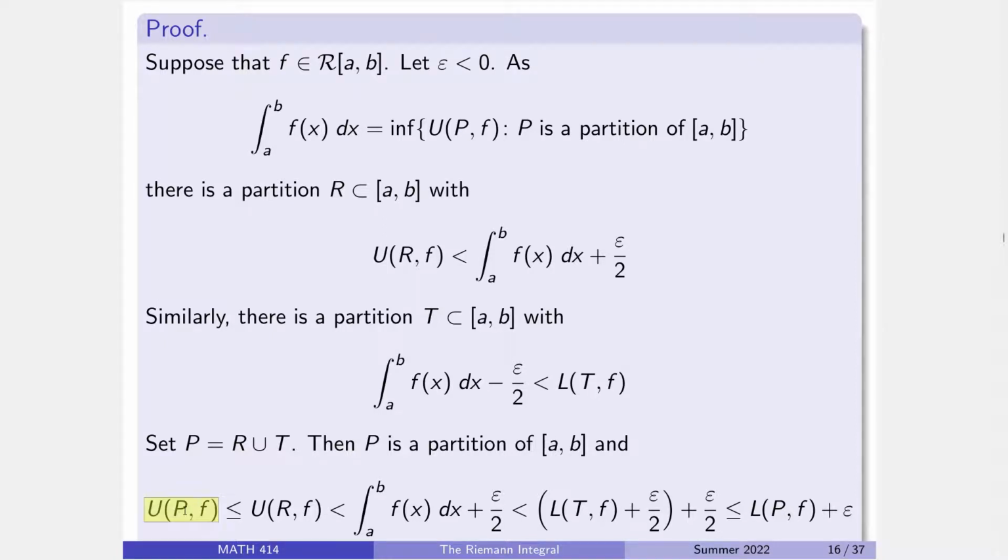So the upper, right. With P, I added more to the partition R. I added the T, so the lower sum could have only gotten smaller. R was chosen. The capital R was chosen so that this was less than epsilon over 2. All right, but this is strictly less than the lower Darboux sum of T plus epsilon over 2, right? But T, if I now add the elements of R in, the lower sum only gets bigger, and epsilon over 2 plus epsilon over 2 gives me epsilon.